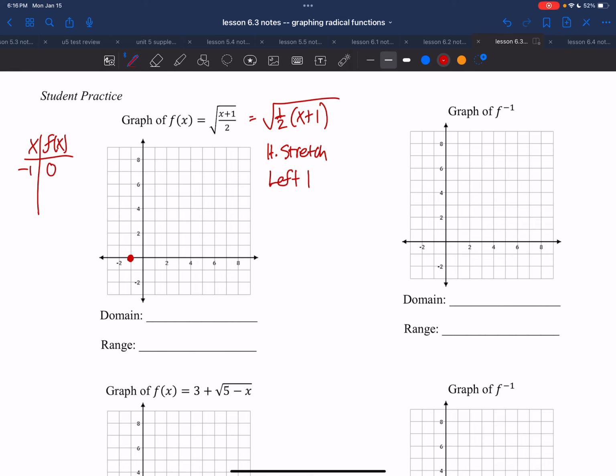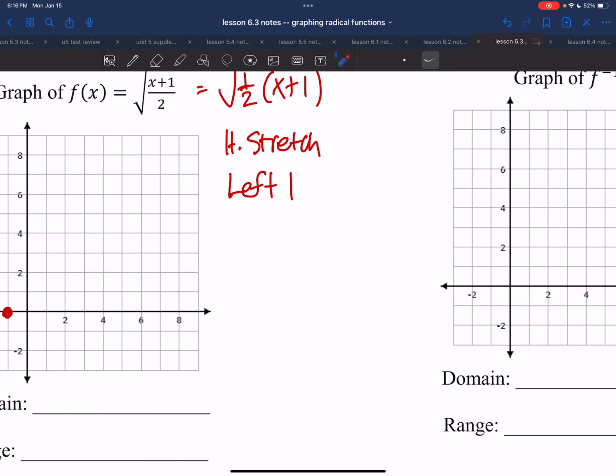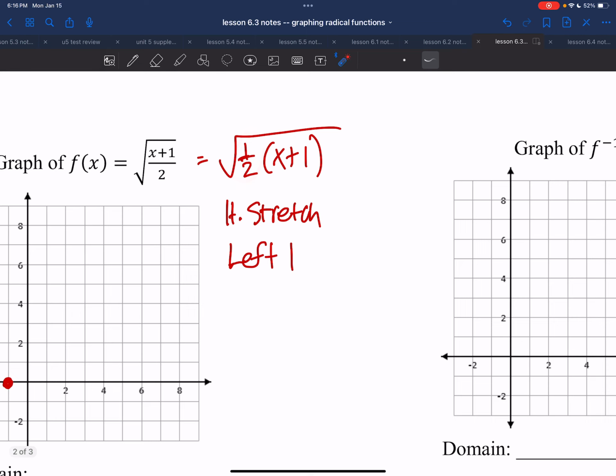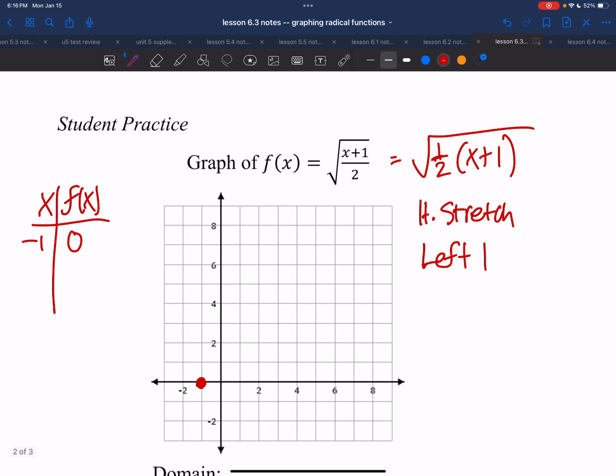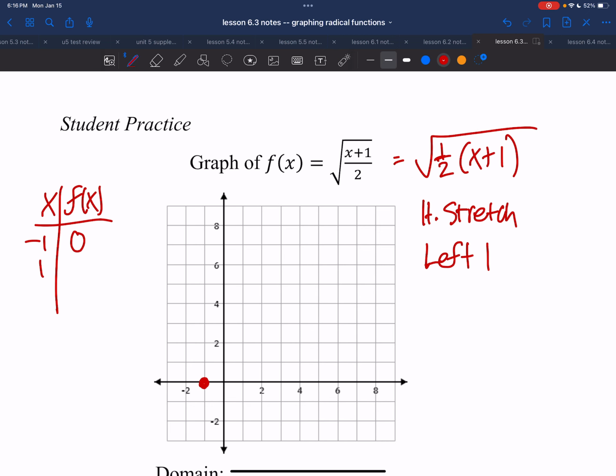Negative 1, 0 is the first point. Get that free from transformations. What else could I plug in here? Well, notice I'm taking a half of something. So I said, well, what can I take a half of? You want this to be the square root of like 1. So you need to take the half of 2 to get that. So you think, what plus 1 is 2? 1 plus 1 is 2. So plug in 1. Half of 2 is 1. Square root of 1 is 1. So 1, 1 right here.